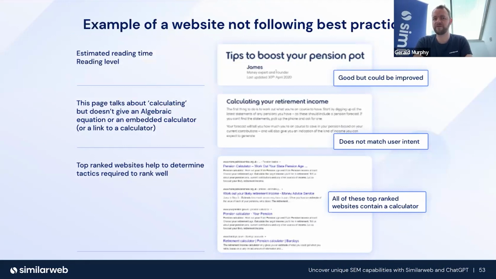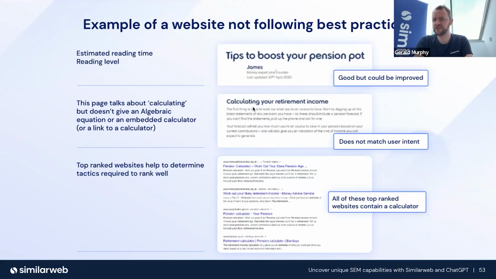So this is an example of a website who's not following best practices. They have an article on tips to choose a pension pot. They have an author, it's great. They've said when they've updated the content, it's massively out of date. So it's good and it can be improved. They can also add things here like estimated reading level. So do you need to be an expert in this topic before I read it? Can I actually read it if I'm just new to the concept? In which case you might want to have like beginner, advanced, and so on.